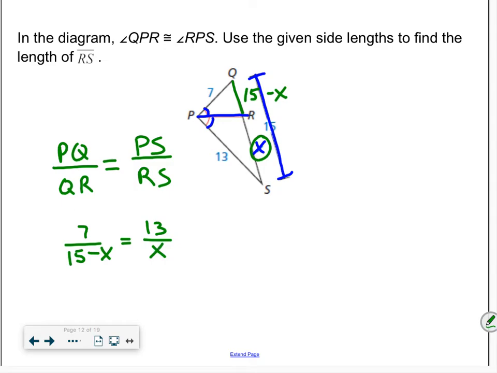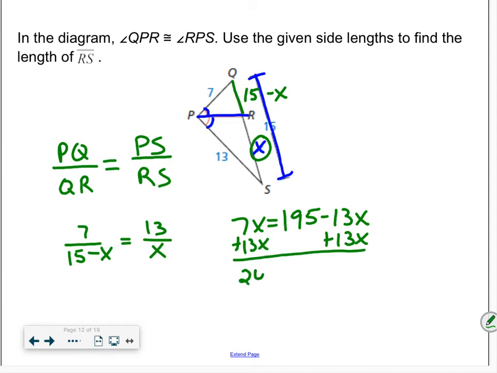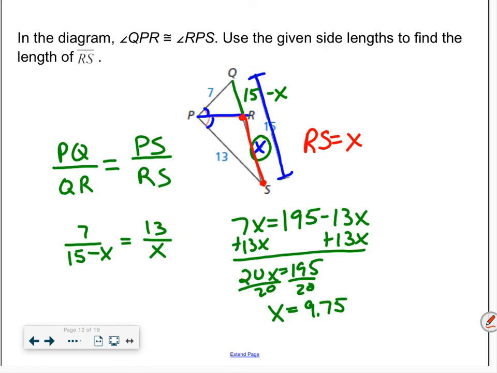We're going to cross multiply, and we get 7x equals 195 minus 13x. We add 13x to both sides, and we get 20x equals 195. And when we divide by 20, x has the value of 9.75. So we just figured out this part here, RS, which we called x when we were solving, is 9.75. You can put units on there.